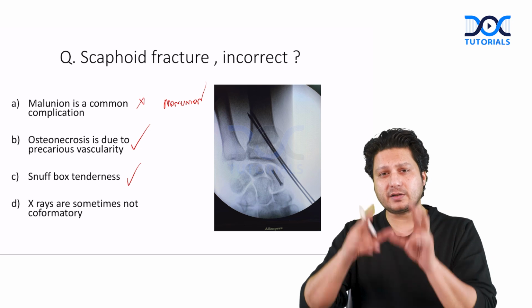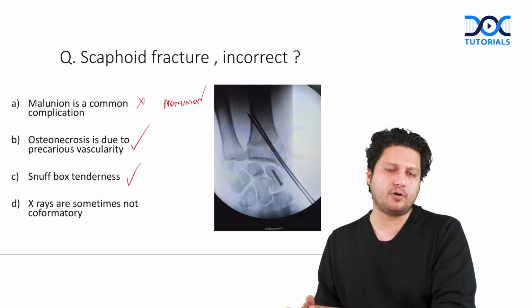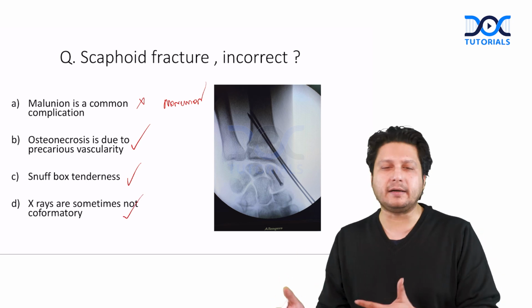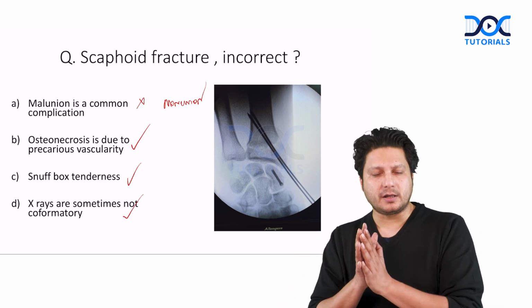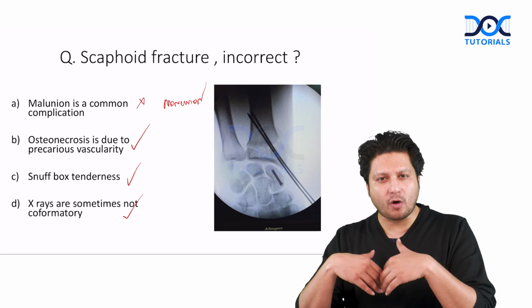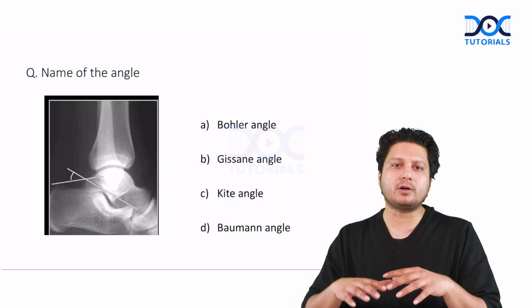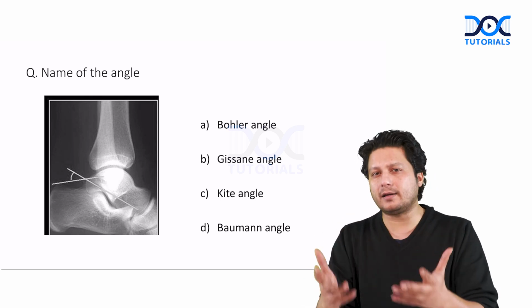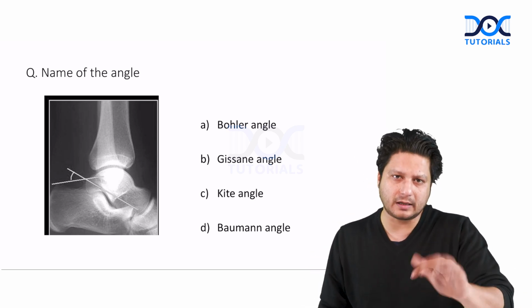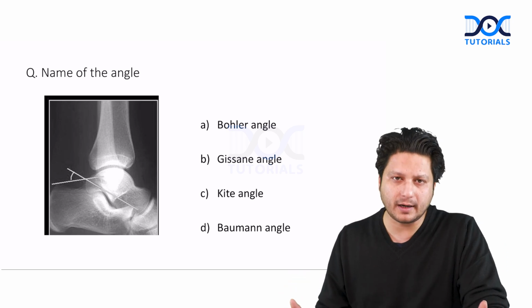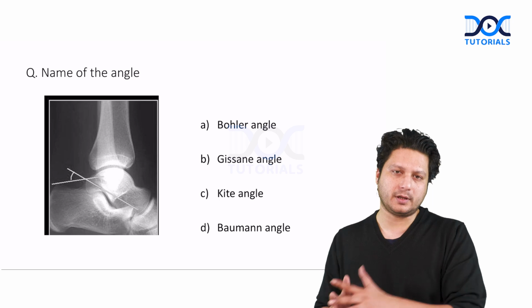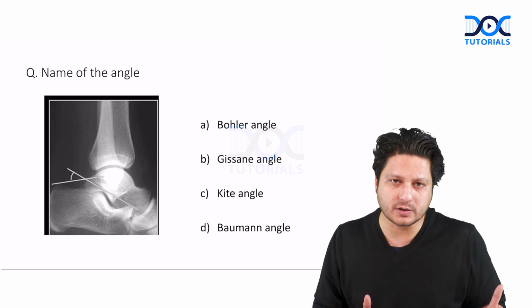Snuff box tenderness is considered to be a key clinical finding for scaphoid fractures. And X-rays are sometimes not confirmatory. Why can you not confirm a scaphoid fracture on the X-ray? Because it is often missed. Alright. You cannot see the fracture in the scaphoid early in the course on the X-ray, so the diagnosis is often missed. So out of the 4 options provided, no, it is not the malunion. It is non-union, which is a commoner complication for a scaphoid fracture.